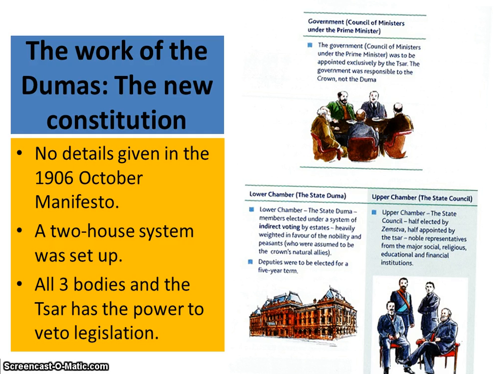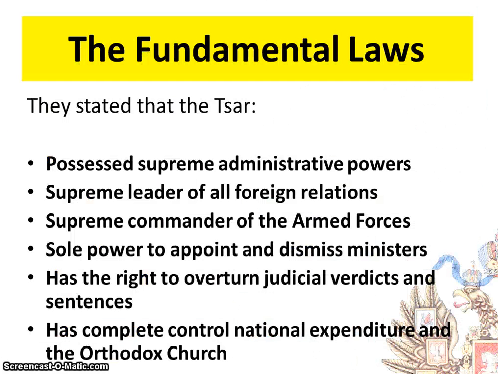So what we essentially have, even though this is a two-house system, you do have three separate bodies. And what is really worth noting is that all three of these bodies needed to agree in order for legislation to be passed. And similarly, all three of these bodies had the power of a veto. Okay, which is particularly crucial.